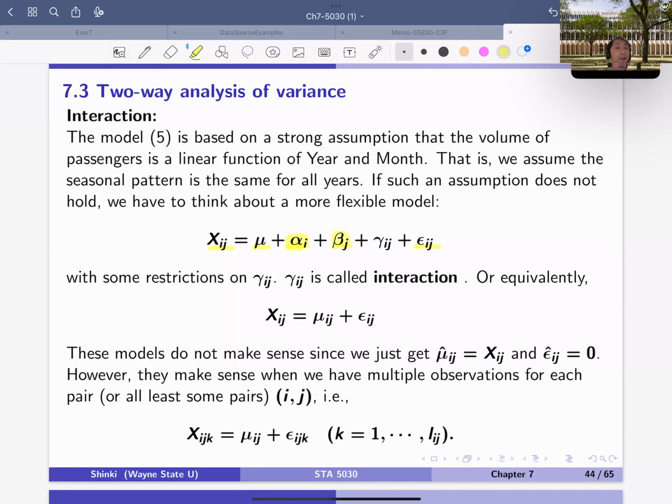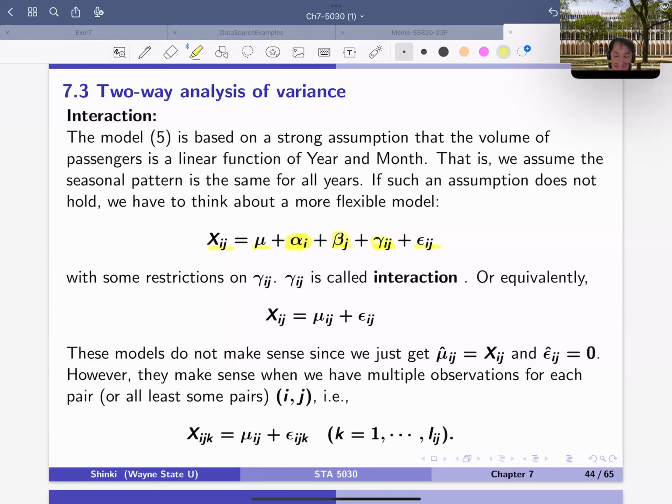So for example, if the greenhouse is combined with a specific fertilizer, then yield skyrockets, not just a linear effect, but an even larger effect. Or maybe a smaller effect, if something is grown in a greenhouse, then fertilizer does not matter, or something like that. So the effect is not necessarily additive, so not just alpha_i plus beta_j. So in general, we can think about x_ij equal to mu plus alpha_i plus beta_j plus gamma_ij plus epsilon_ij.